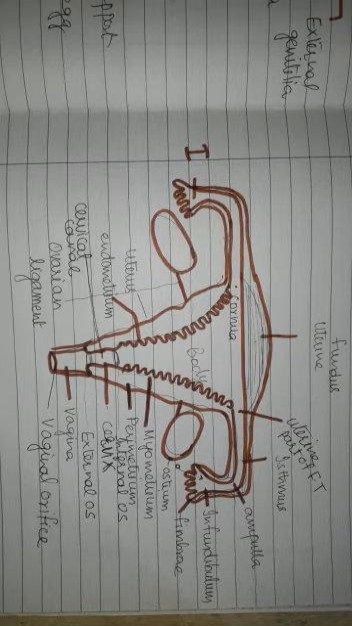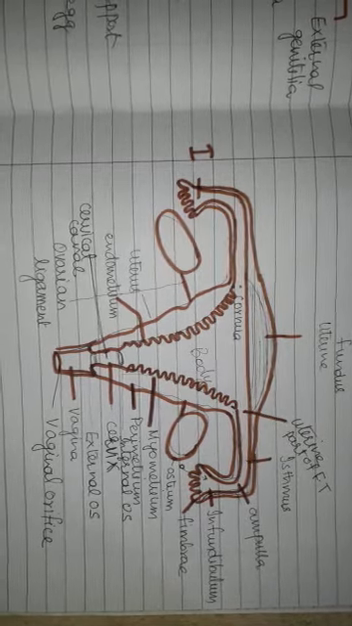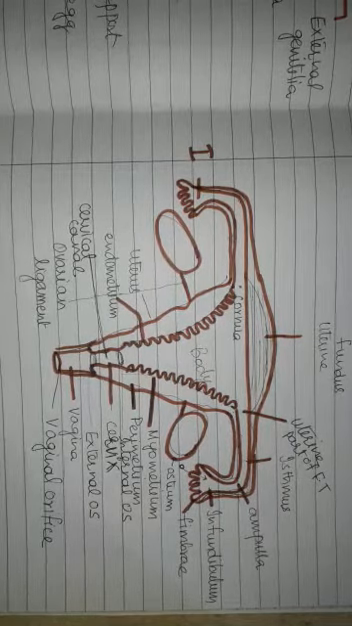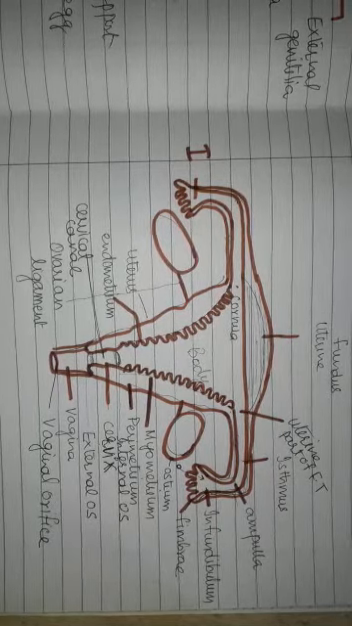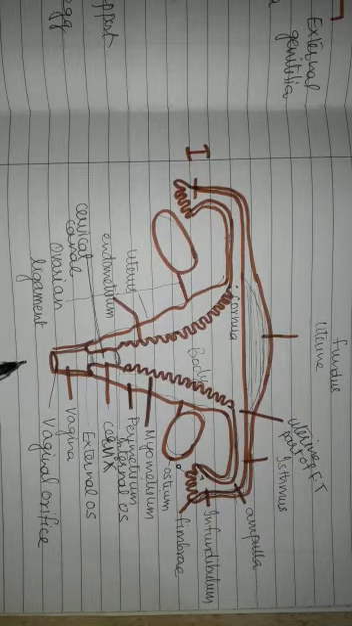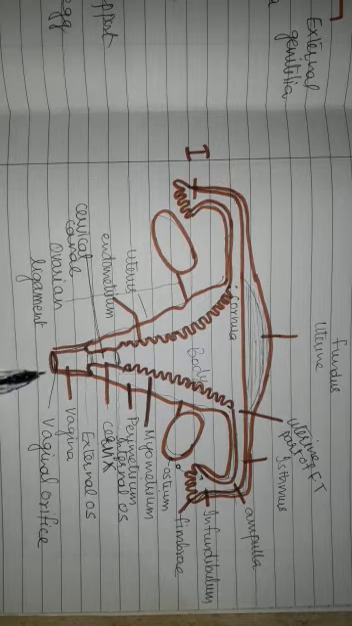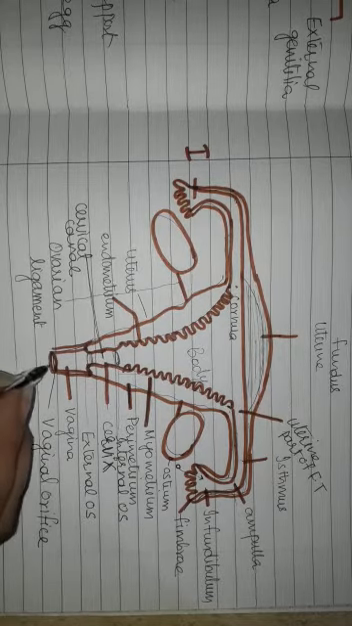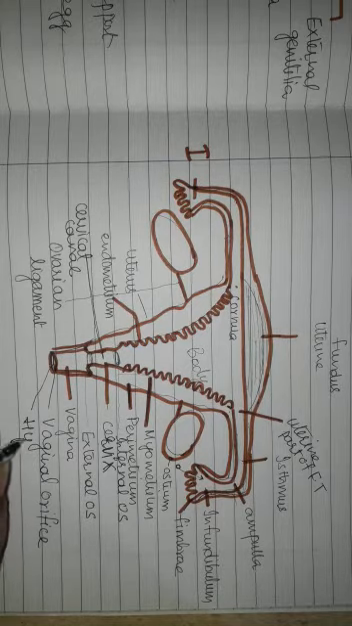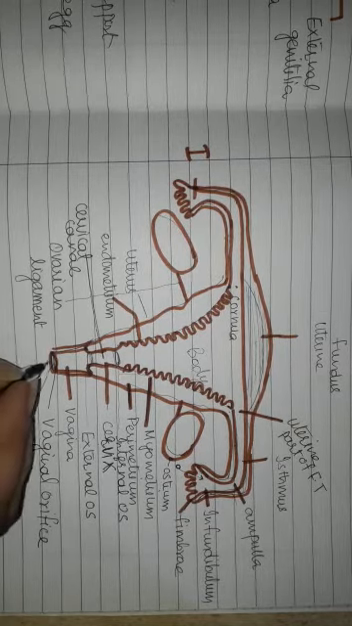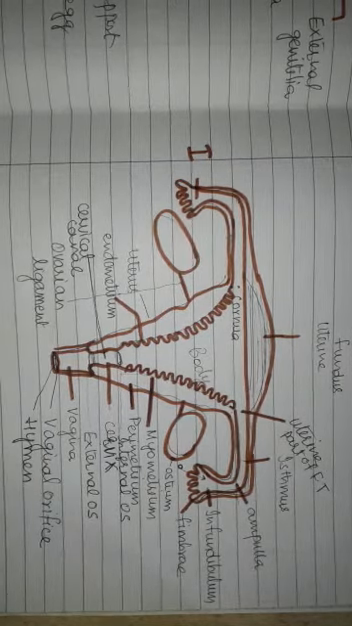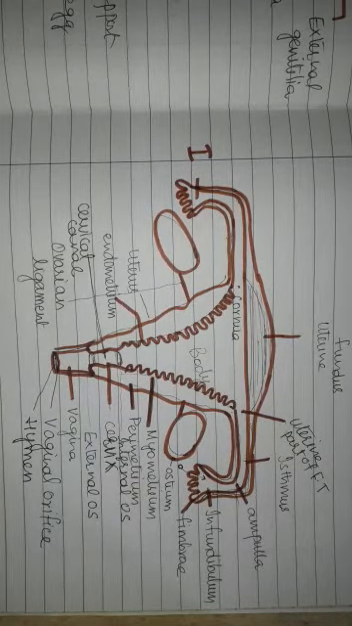Number 1, it receives the male intromittent organ during copulation. It allows the menstrual flow and it serves as birth canal during the childbirth. The vaginal orifice is covered by a membrane, and this membrane is called hymen. There is a slit in the hymen, or we can say an aperture in the hymen, which allows the menstrual flow to pass out.